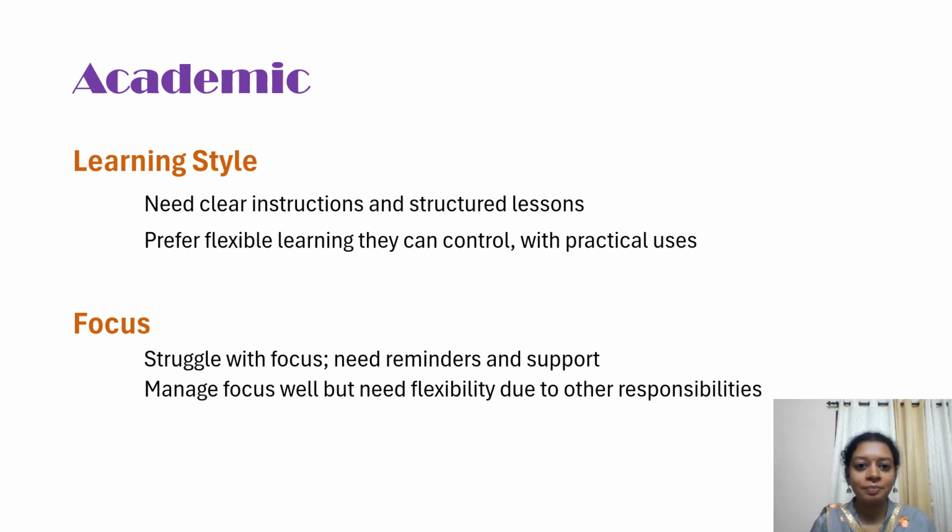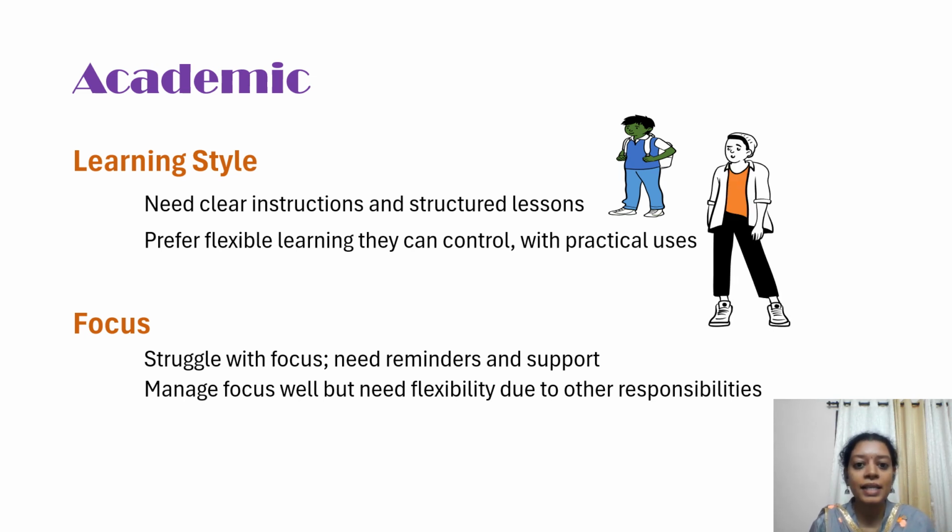Which learner? So the first point is about adolescents. Adolescents learn best when they have clear instruction and structured lessons, right? They need guidance and a set plan to stay on track. But in case of adults, they prefer a learning style that gives them more control and flexibility. They like lessons that allow them to learn at their own pace and focus on practical, useful information.